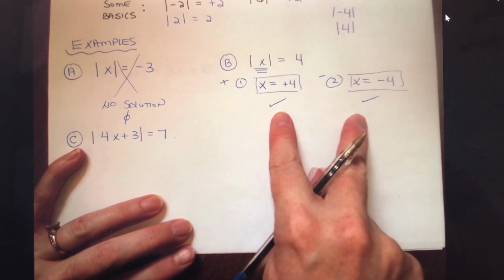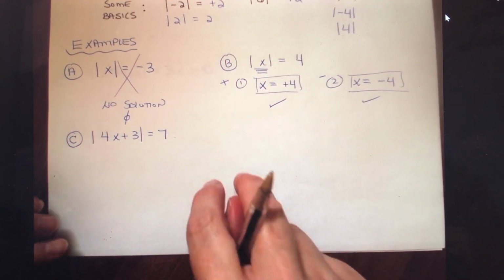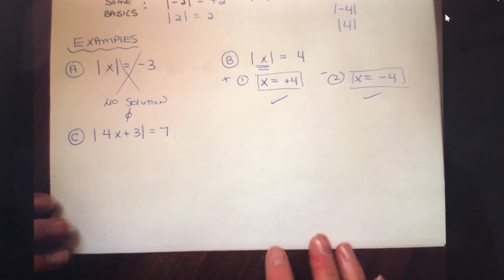These checks get a little bit more complicated if the original problem is a little more complicated, and you'll see an example of that on the next page.